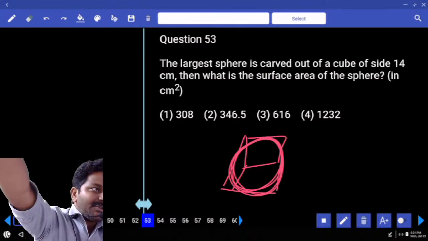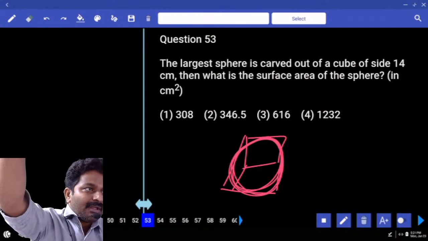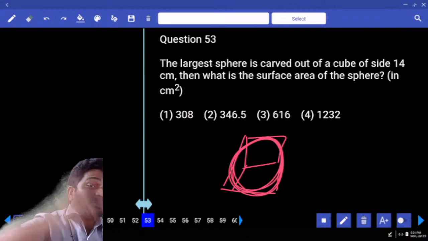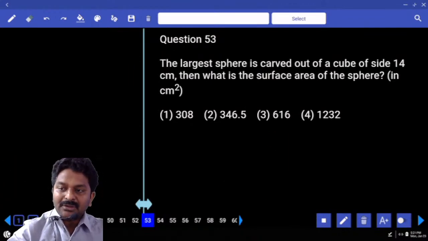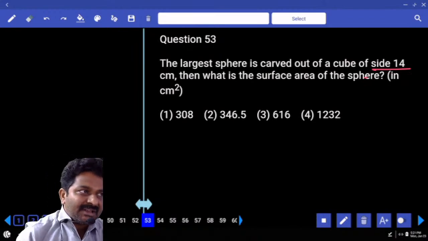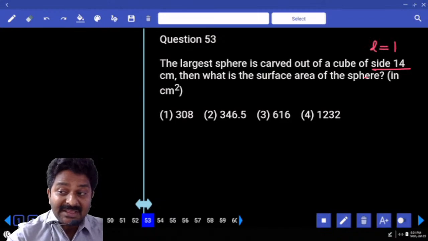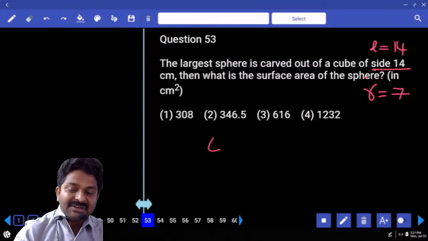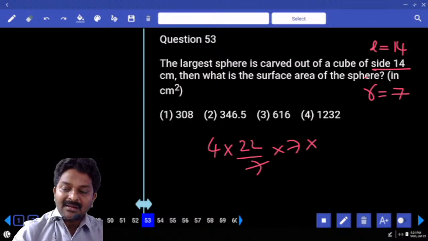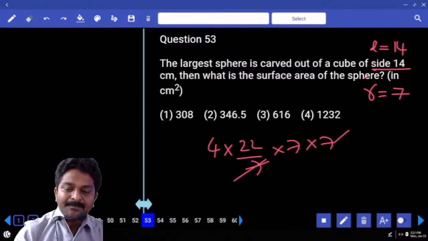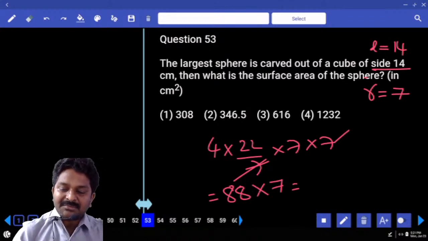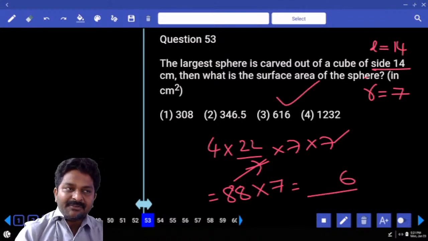So that is equal to the side with respect to the cube. And with respect to the sphere, the same is equal to the diameter. So, the side of the cube is already mentioned as 14. That means the diameter of the sphere is equal to 14. Then radius is equal to 7. And we just need to substitute in 4 pi r square. 7 gets cancelled. 88 into 7. The answer must end with 6. And it's a perfect number.